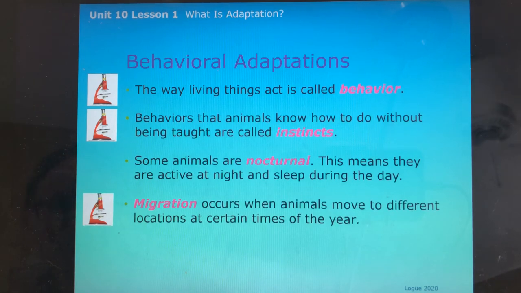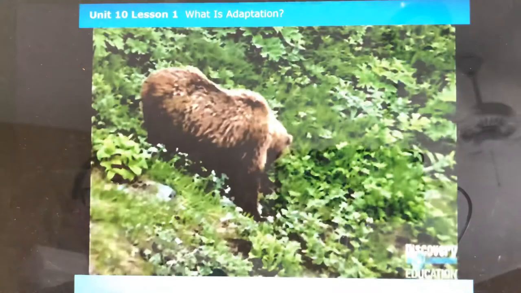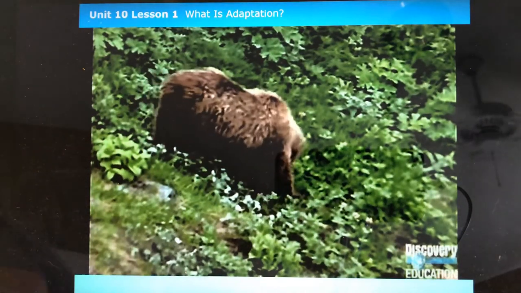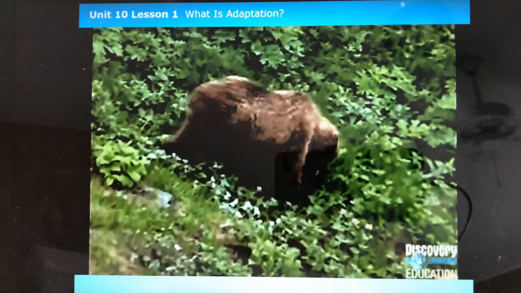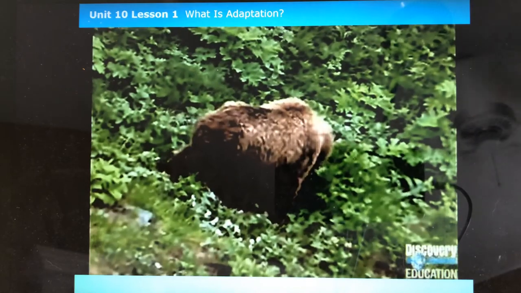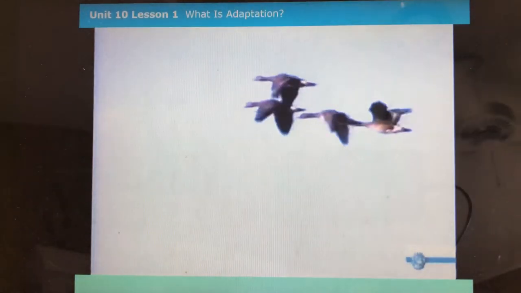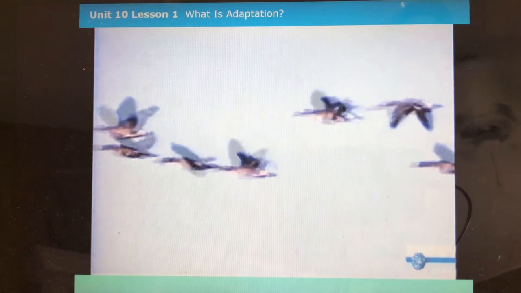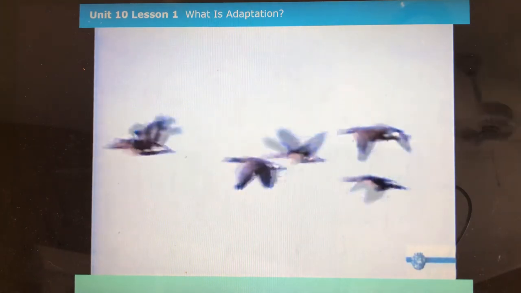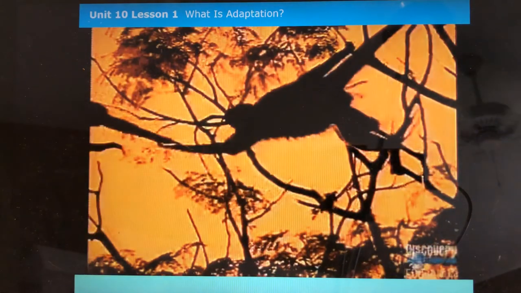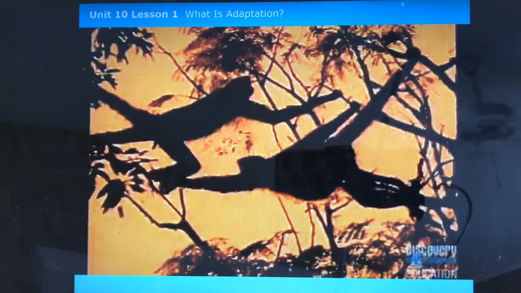Migration. This occurs when animals move to different locations at certain times of the year, and it is a form of behavioral adaptation because it is something that the animal does. There are many examples of instinctual behaviors in animals. Some bears hibernate or become dormant in the winter. Many species of birds migrate from north to south and back again with the changing seasons. These instinctual behaviors are examples of adaptations.